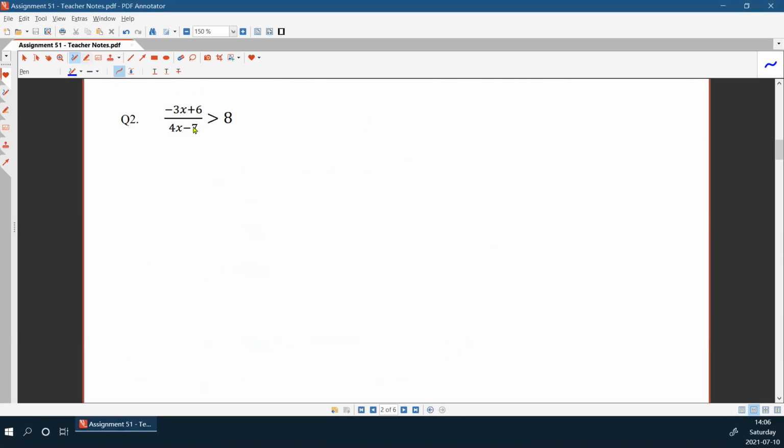Okay, again, question 2, you can't just multiply 4x minus 7 to both sides because we don't know the sign in front of the denominator, right? We don't know whether it's positive, negative, or 0. So we need to move the 8 to the left-hand side and rewrite the whole expression using the common denominator. Okay, so the original expression is equivalent to this one. When 8 is moved to the left-hand side, it becomes minus 8, right? And this expression should be greater than 0.